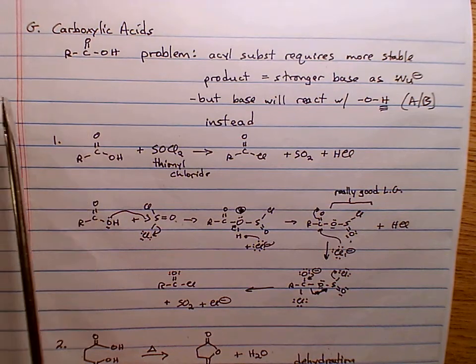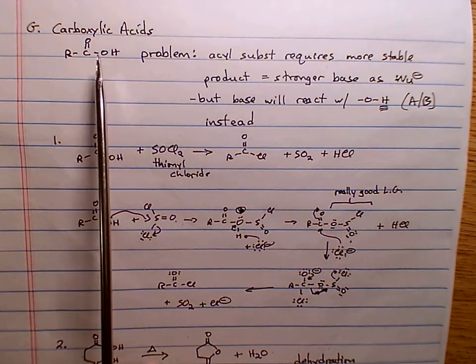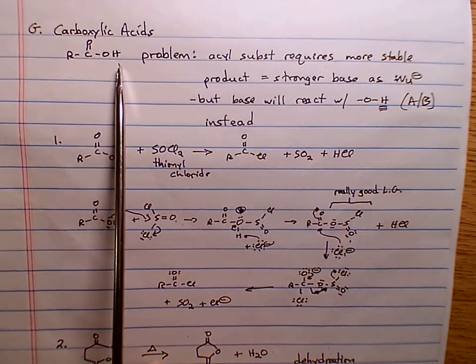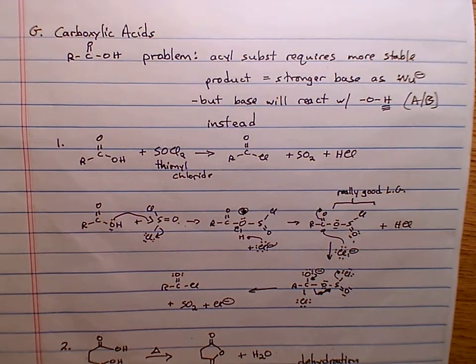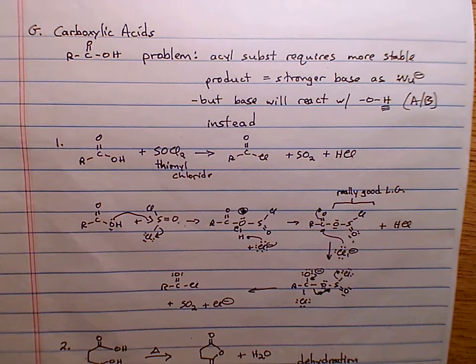But one thing right here: if we consider the leaving group, OH minus would be a leaving group. Well, OH minus is hydroxide, a strong base. It's a horrible leaving group. That's one problem. But we have an even bigger problem.